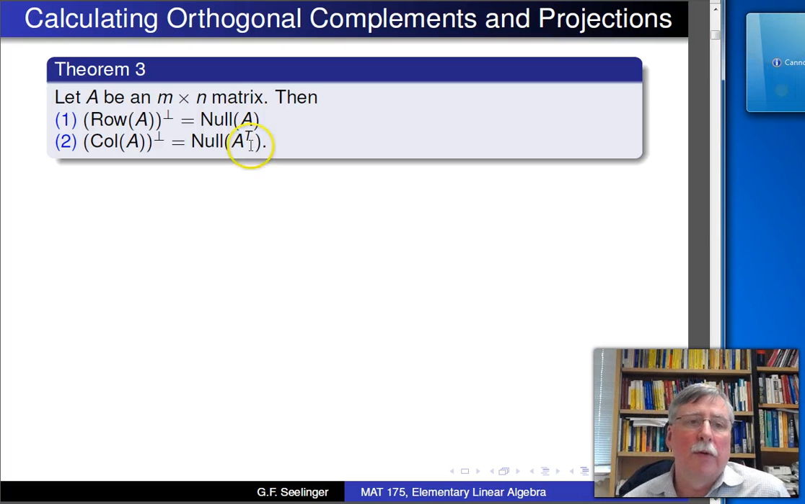What that means is that if I want an orthogonal complement of a subspace W, and I've got a basis, I can just put that basis into the rows of a matrix, then compute the null space of that matrix, and I've got the orthogonal complement. We saw examples of that before.